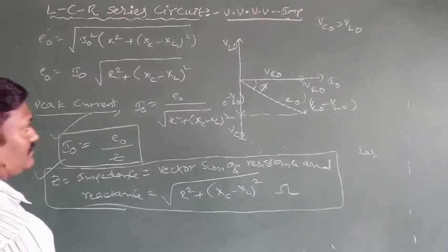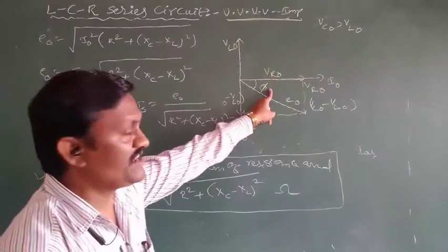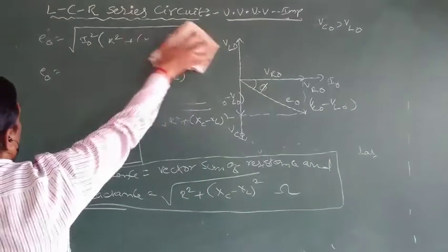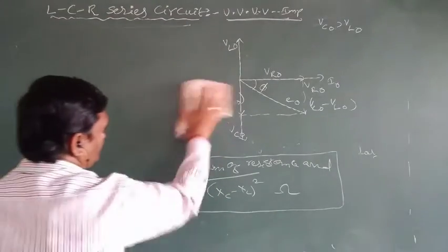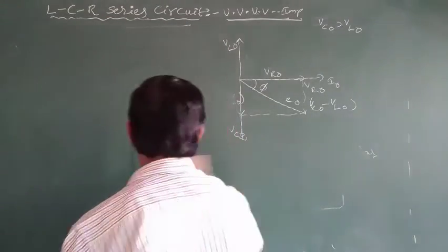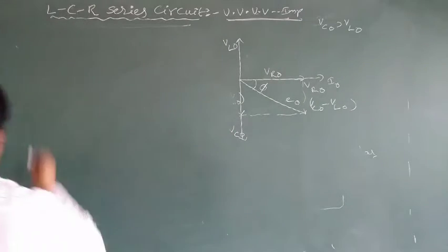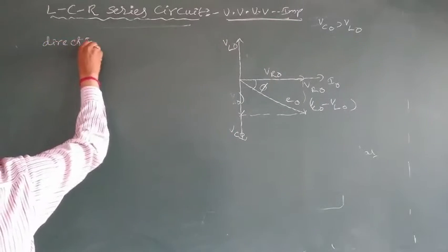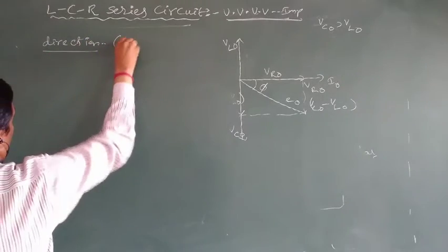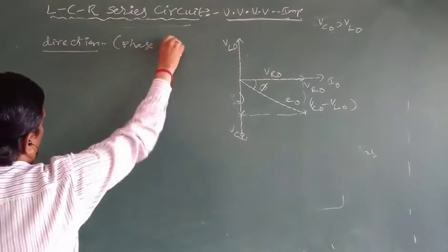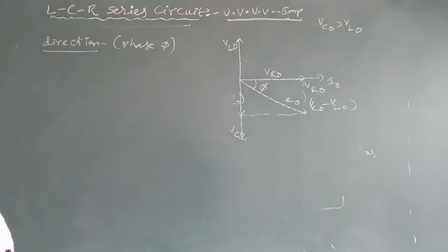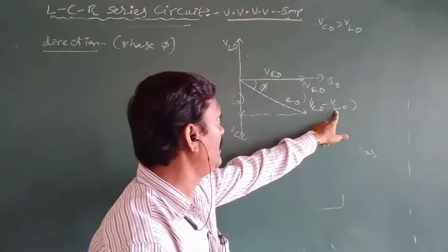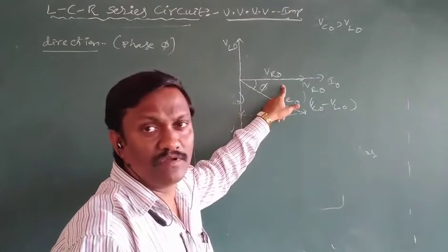Next, let us also find the phase of the LCR series circuit, that is, the resultant direction. The symbol of phase is phi. In this diagram the angle is phi. The opposite side is VCO minus VLO, the adjacent side is VRO, and the hypotenuse is E naught.